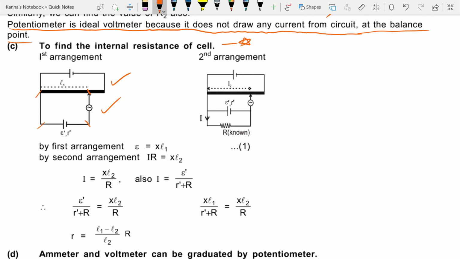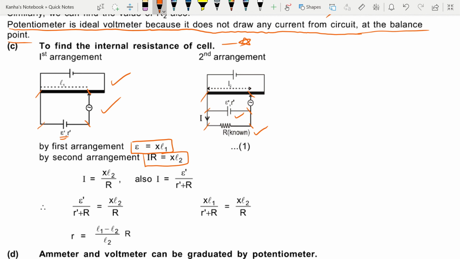By the first arrangement, if you attach your battery to this circuit, you have epsilon equal to x times L1, the potential gradient into the length. By the second arrangement, you've attached a battery with a known resistance in parallel to it. In the second arrangement, you have IR equal to x times L2, because IR is the potential drop across this, but because these are in parallel, it is the same across this and across this. So all of these have the same potential drops.